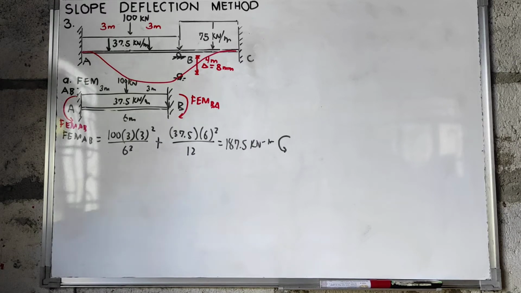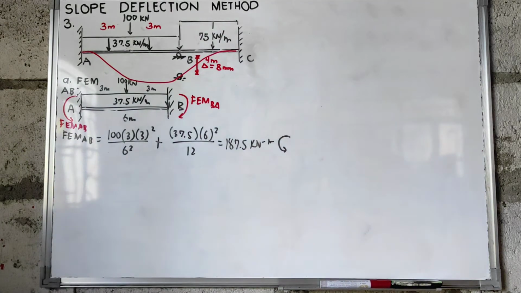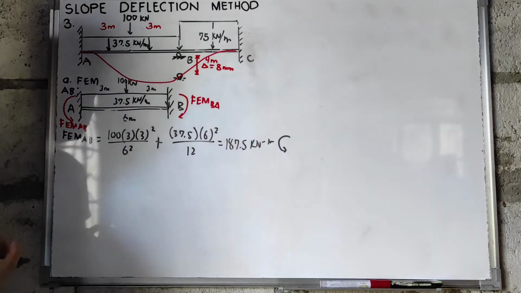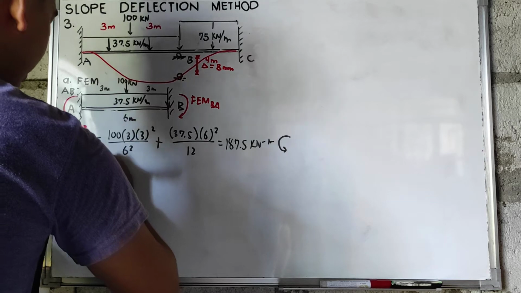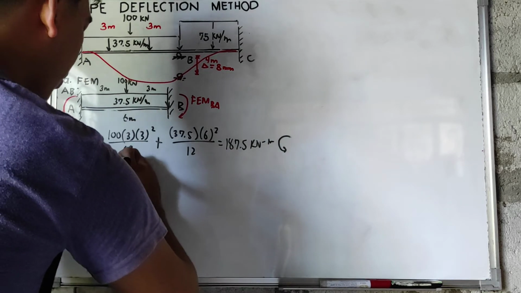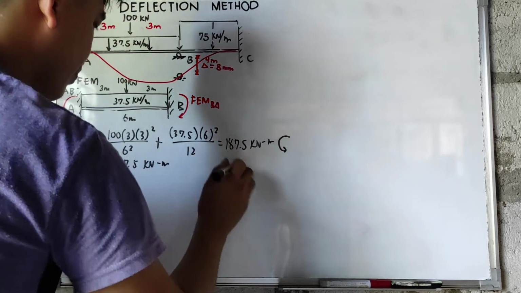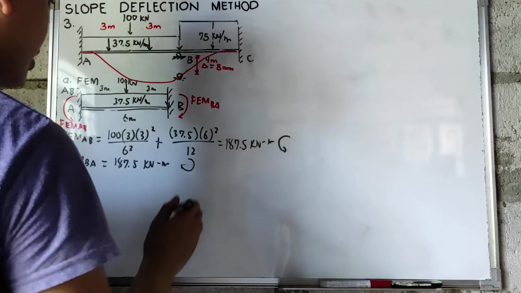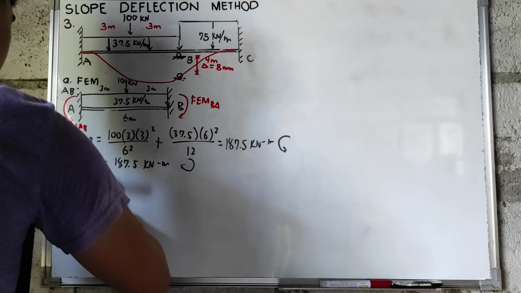Since obvious naman na symmetrical yung dalawa, meaning to say the value of your FEM-AB and the value of your FEM-BA is parehas lang yung value nila. So the value of your FEM-BA is equal to 187.5 kilonewton meter clockwise. Next naman, we're going to consider yung span BC natin.